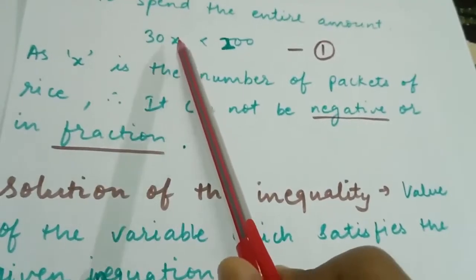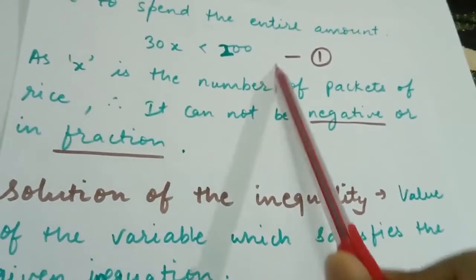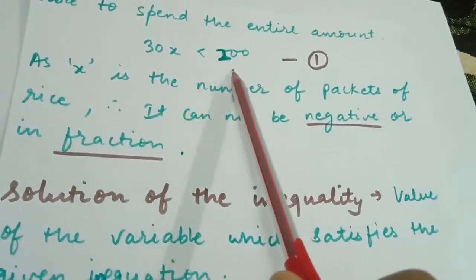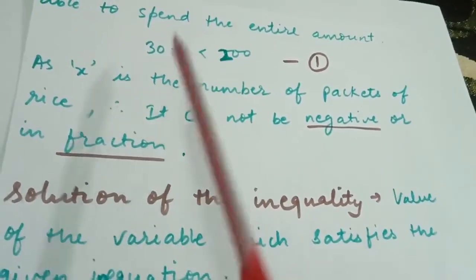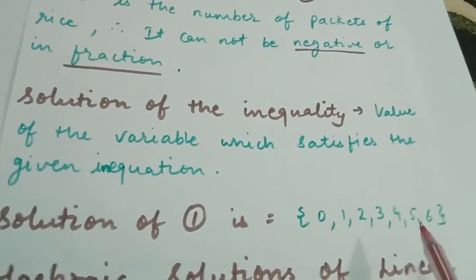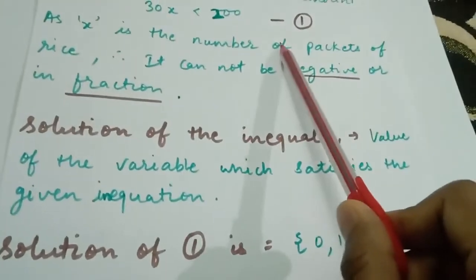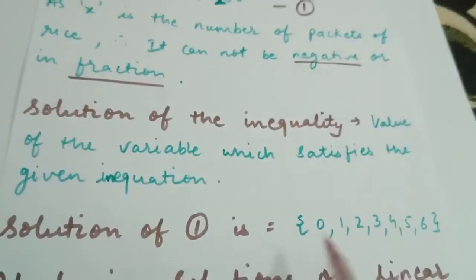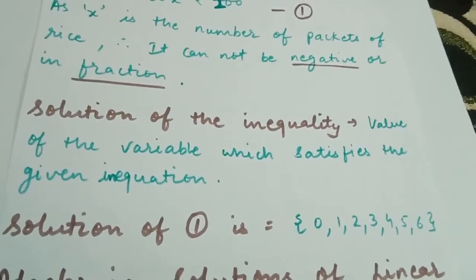So those values of x which satisfy the given inequation are known as the solution of the inequation. So these values, 0 to 6, satisfy the inequation 1. Therefore this is the solution set of the inequation.